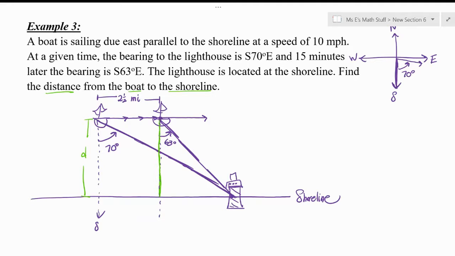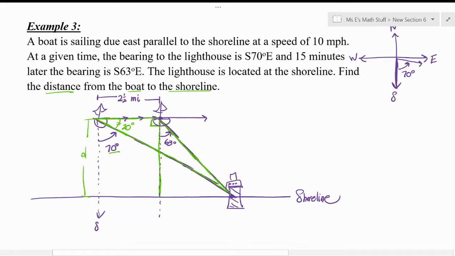To get there, we'll do a little bit of angle chasing first. For example, if this angle right here is 70, then this one would be 20 degrees. Here we have a 90-degree angle, and if you add 90 and 63, you would get 153. Just to be clear, I'm focusing in on this oblique triangle here for now.